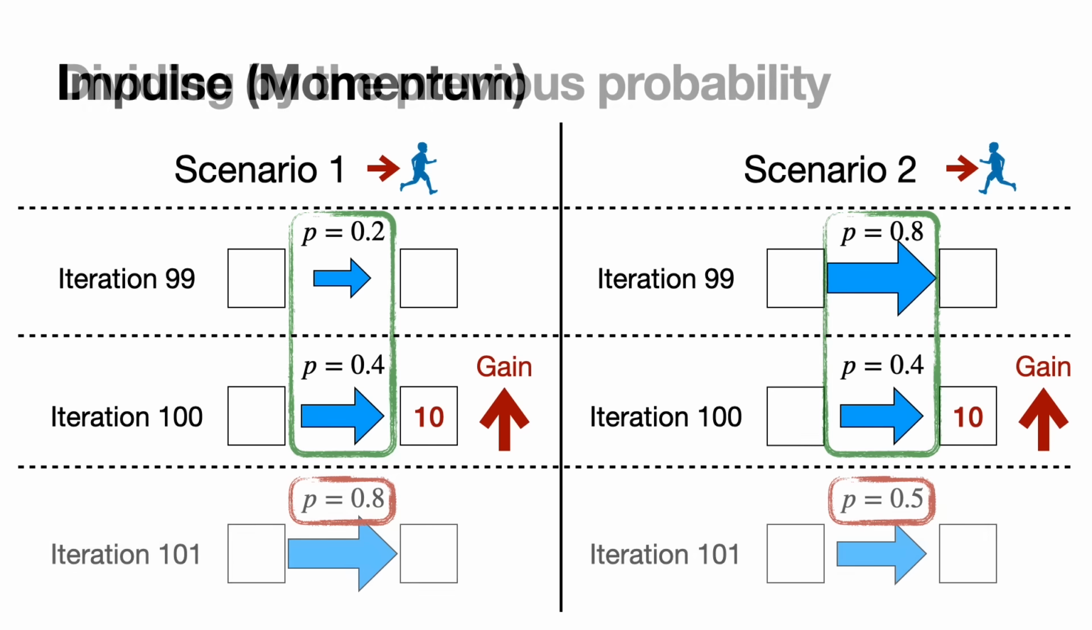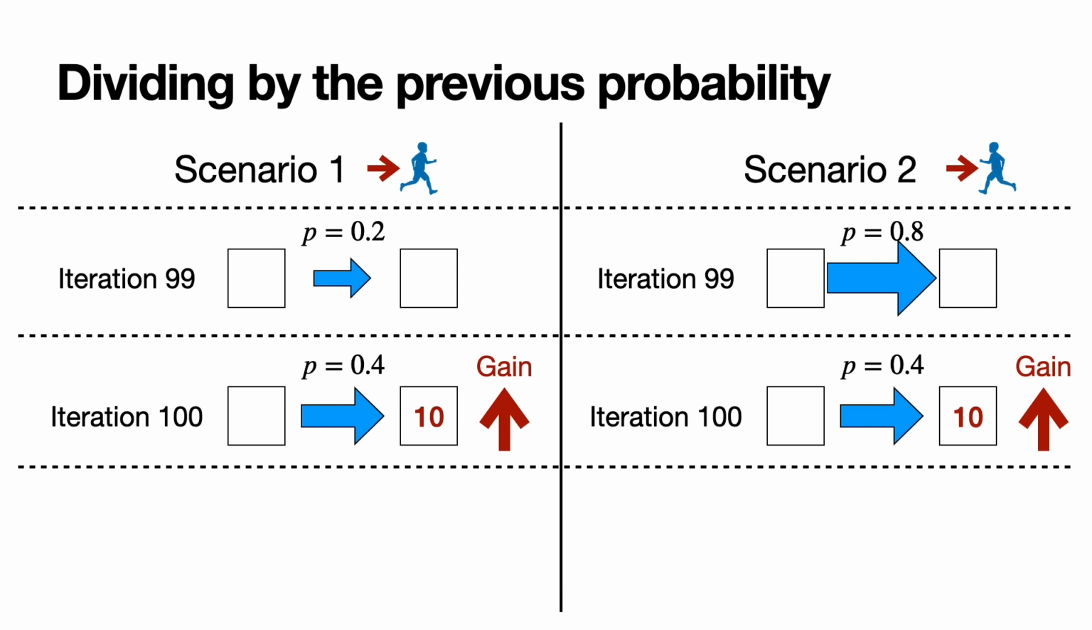However, let's look at the actual formula. Just like we used the gain to train the value neural network, we're going to use something called the Surrogate Objective Function to train the policy neural network. And the way we're going to encode the impulse here is by dividing. We take the probability at iteration 100, 0.4, and divide it by the probability at iteration 99, then multiply by the gain, and we get 20.